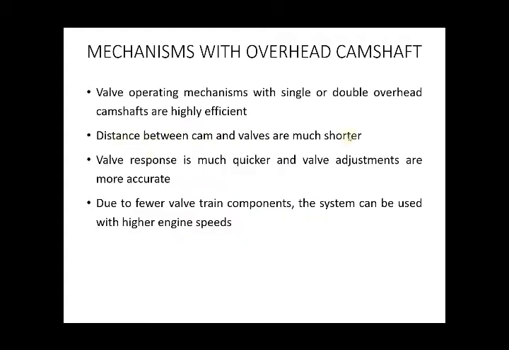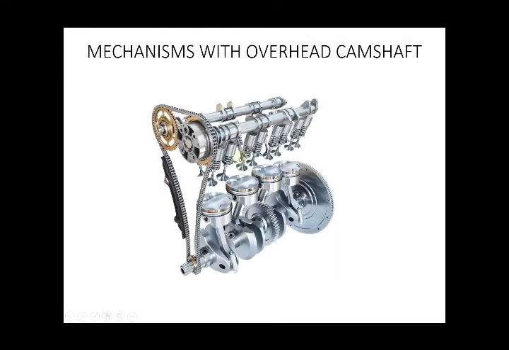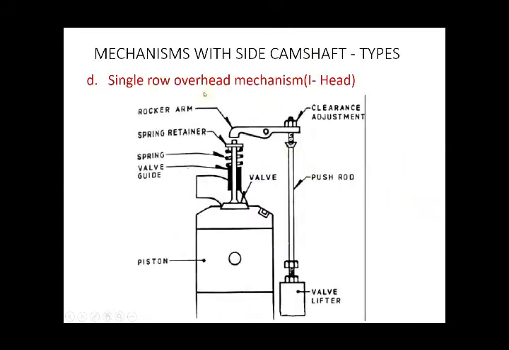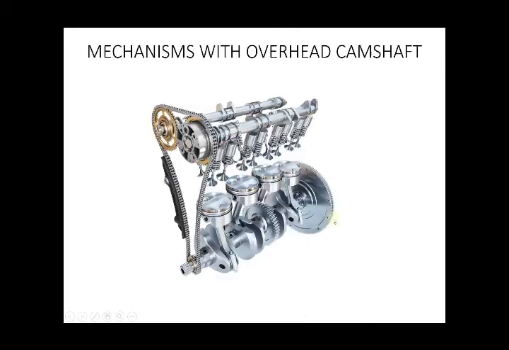So the distance is shorter and valve response is much quicker. Valve adjustments are more accurate because other mechanical components are not there. And due to fewer mechanical components, we can use this engine for higher speeds. That is the main advantage, and that is the reason why recent engines or high-speed engines are using this type of system, the overhead camshaft system, because this system can run at very high speeds. The other system, the side camshaft system, due to a large number of mechanical linkages, we cannot run this engine at high speeds.